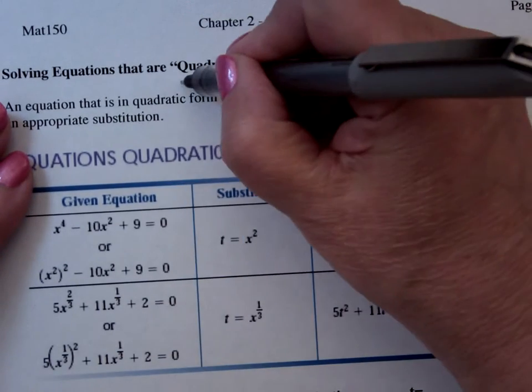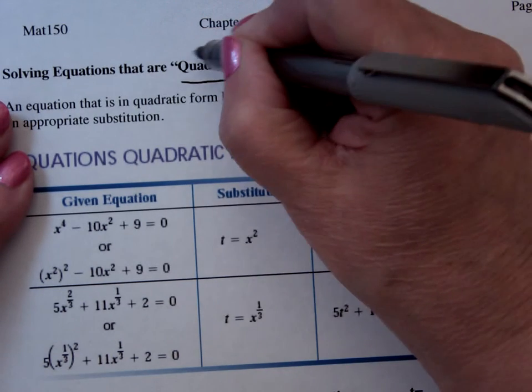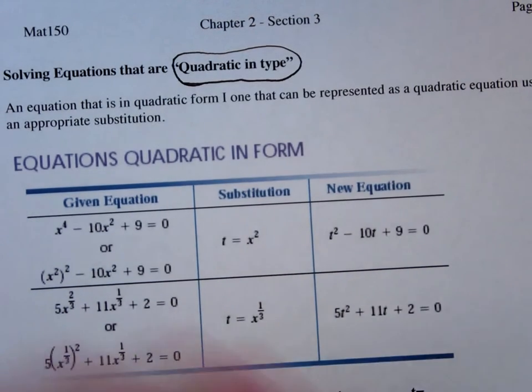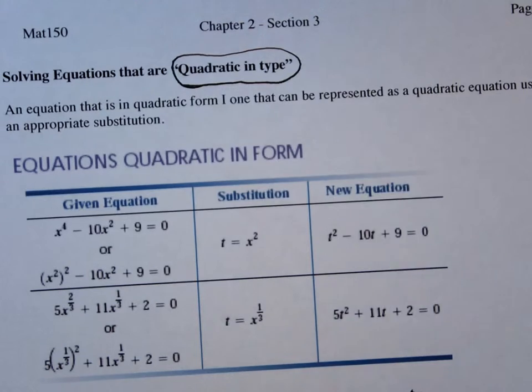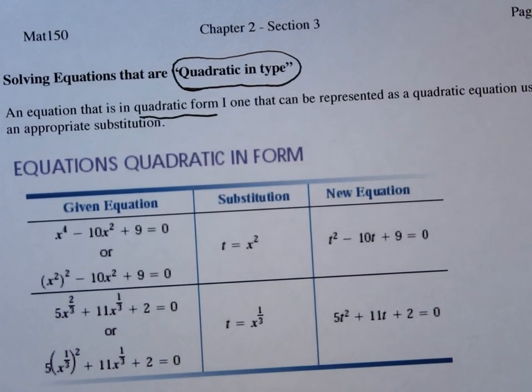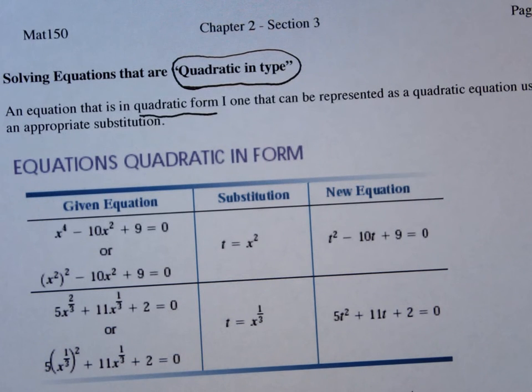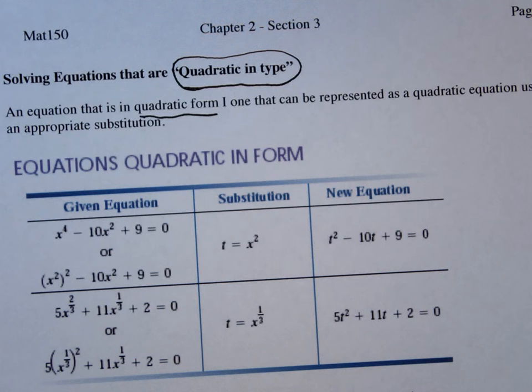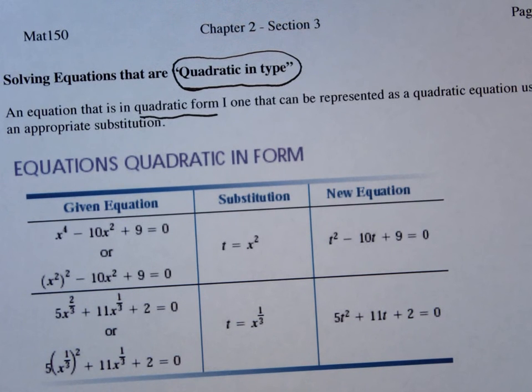This is called quadratic in type. I usually say in quadratic form. This is one of the most powerful tools in mathematics that you have. And it's like our blob worksheet. We're working with blobs. That says I've got something that is not a quadratic that I can turn into one.